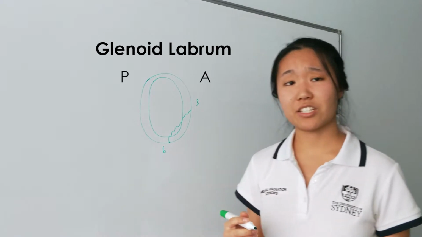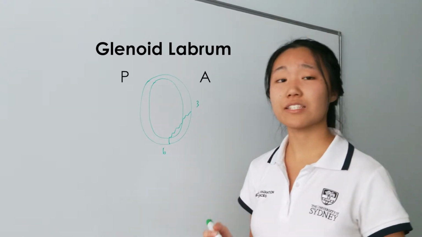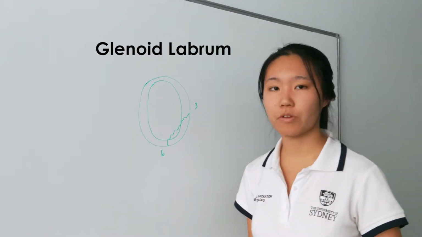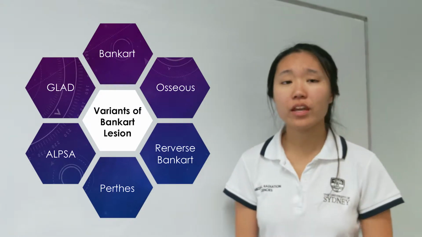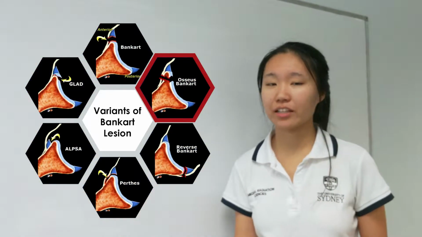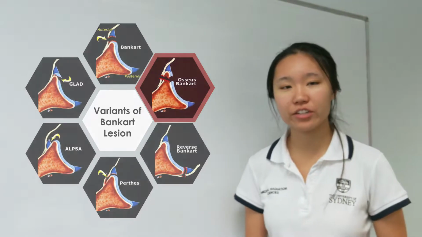So in the Bankart lesion, the glenoid labrum is also removed, and this decreases the glenoid socket depth from approximately 5 mm to 2.4 mm. There are many variants of the Bankart lesion, and while the Bankart lesion can just be a soft tissue injury, there is also the osseous Bankart lesion, which involves a fracture of the anterior glenoid.